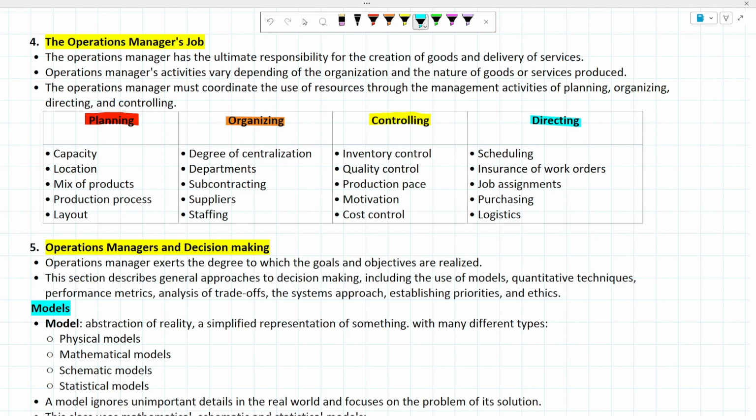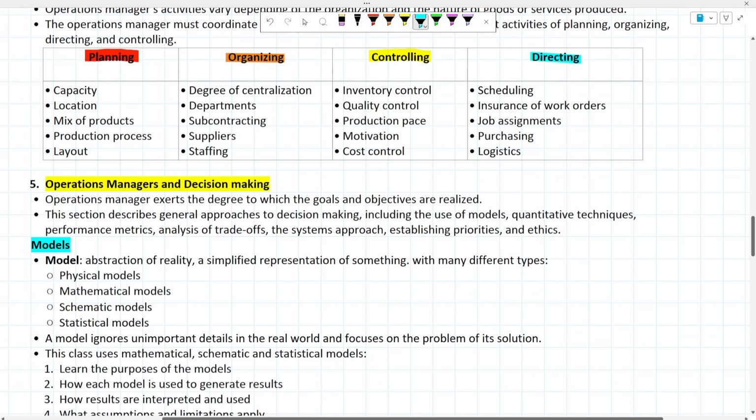So you could pause this and make sure you're aware of all the different things that planning, organizing, controlling, and directing have for the operations managers. So let's look at operations managers and decision making. Operations managers exert the degree to which the goals and objectives are realized. This section describes general approaches to decision making, including the use of models, quantitative techniques, performance metrics, analysis of trade-offs, the systems approach, establishing priorities, and ethics.